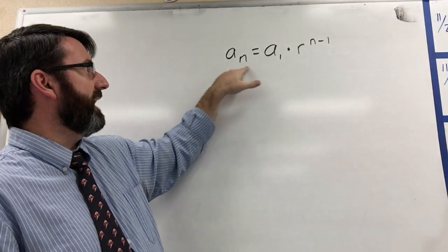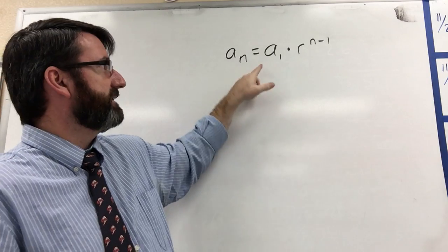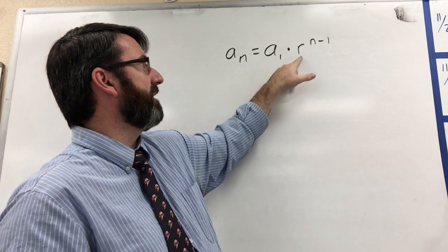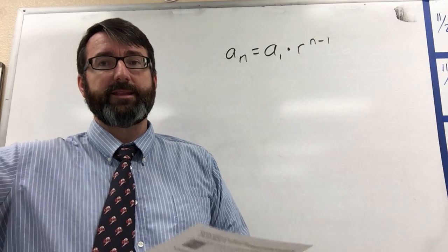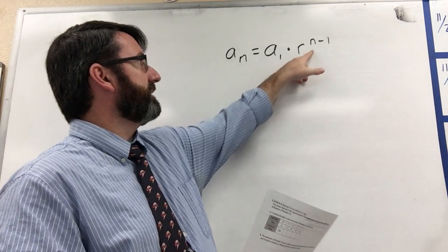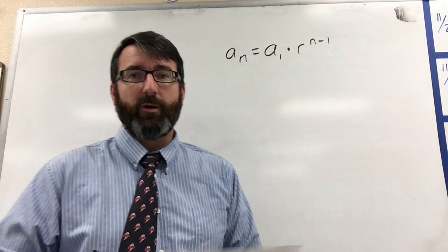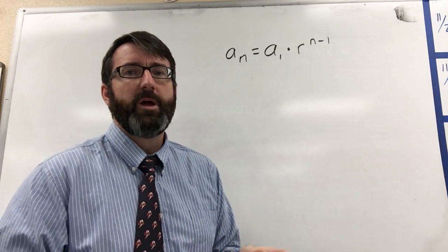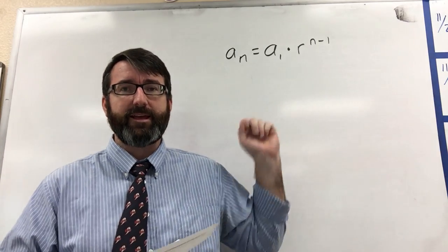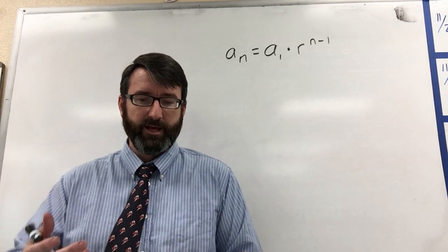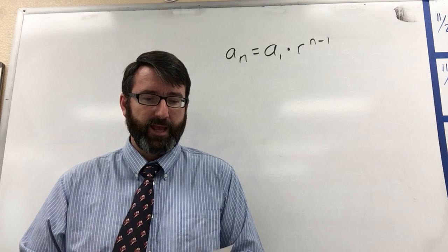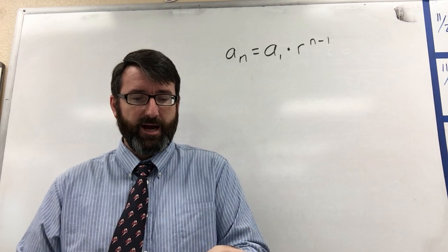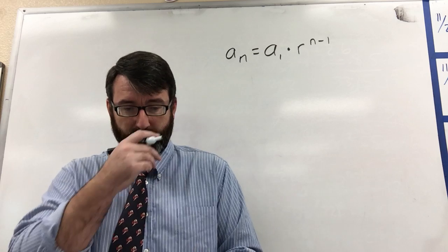In other words, the nth term in the sequence is equal to the first term in the sequence times the common ratio, which is what you are multiplying by to get the next term, taken to the n minus 1 power. All right, so what we're going to do today is take this formula and apply it to some real-world problems. And I'm going to start us off by doing problem number 1.